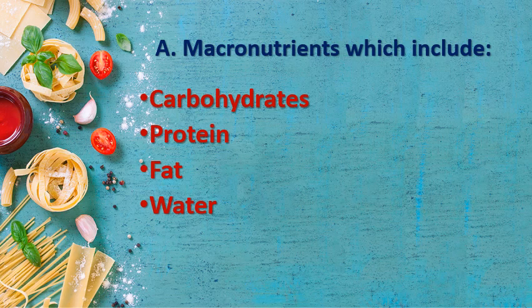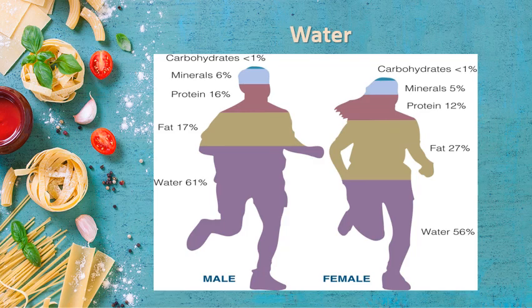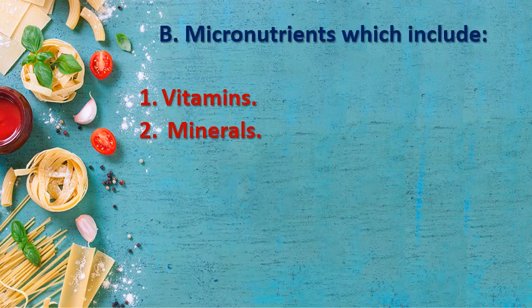Macronutrients include carbohydrates, proteins, fats, and water; these are some examples of macronutrients. This illustration demonstrates the water content in the human body according to gender. The water content of the male body is 61%, more than the water content in the female body, which is 56%. The fat content in the female body is more than the fat content in the male body. Also, the percentage of protein differs according to gender, but the carbohydrates are equal for both genders. Micronutrients include vitamins and minerals.